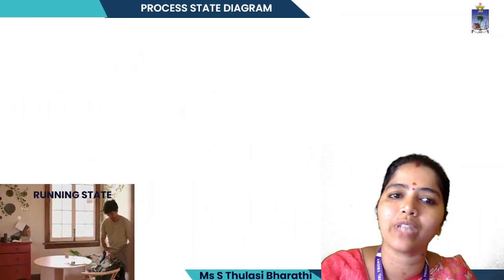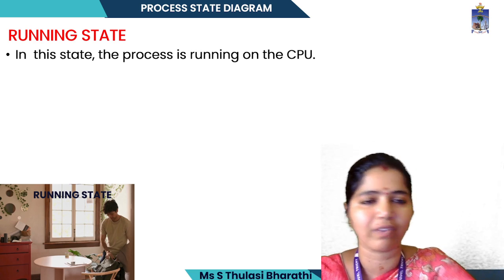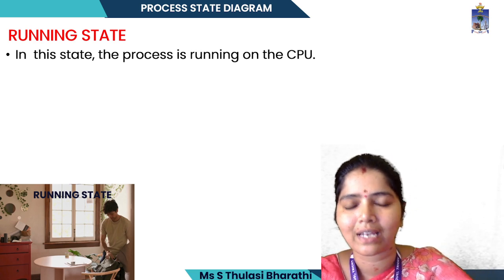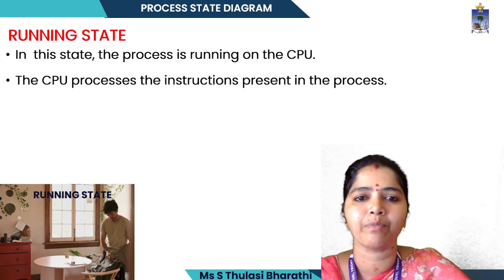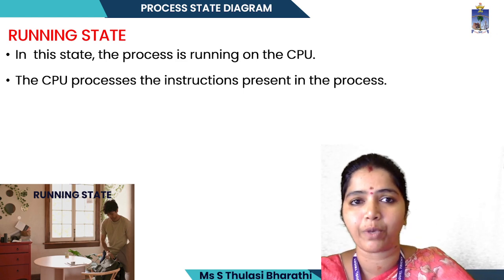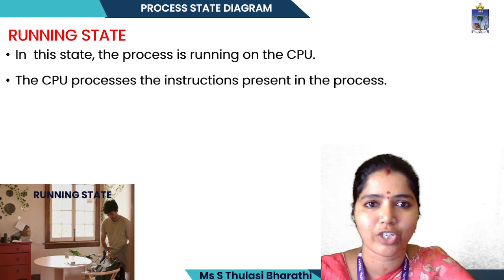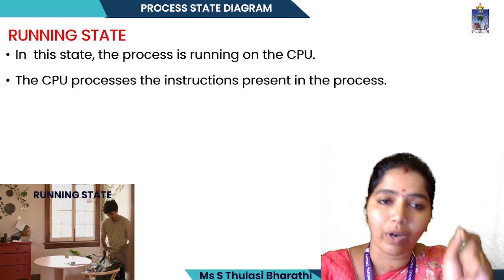Now we move to the next state, called the running state. Running state means whatever I told you in the previous slide, which has to be executed. This is the main phase of the process state diagram where the execution happens. In this state, the process is running on the CPU. The CPU processes the instructions present in the process. For packing, what has to be done?